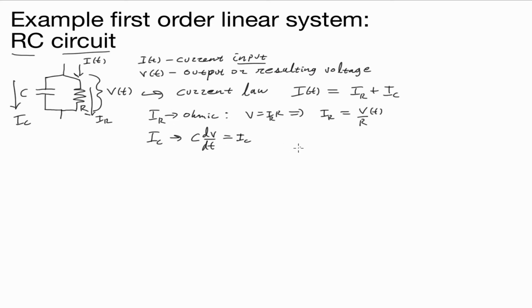All right, now let's put this together. What we have is C times dV dt plus 1 over R times V of t, and that has to be equal to I of t. All right, so clearly this is an ODE, and it's a first order linear equation.